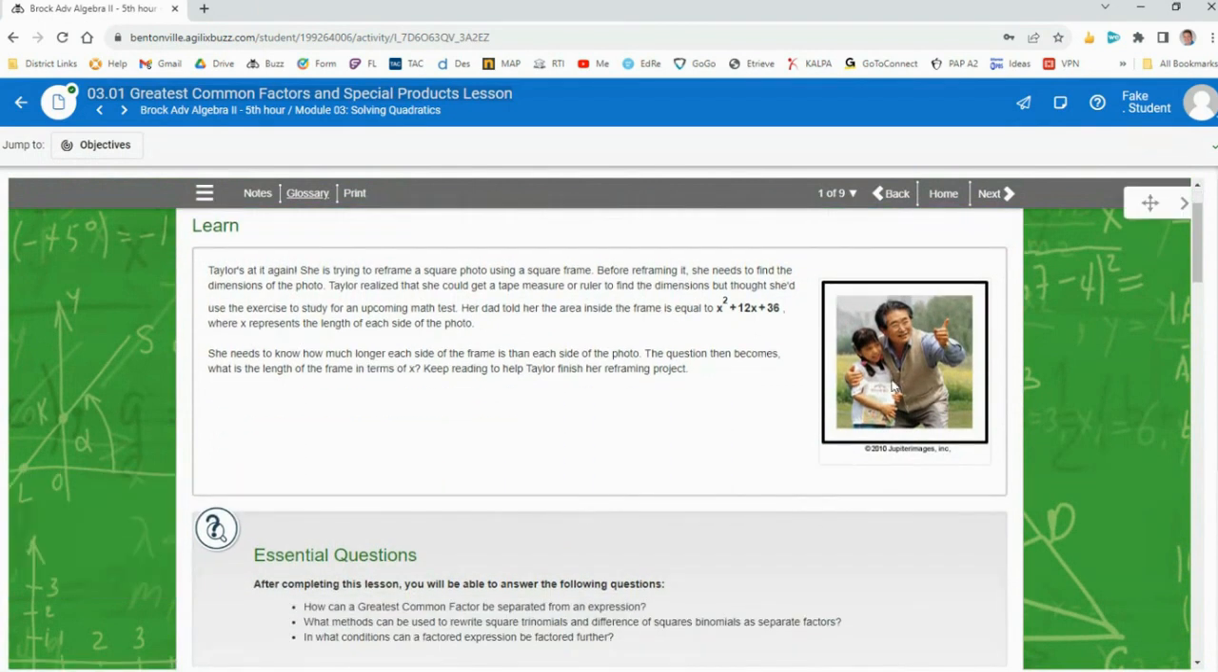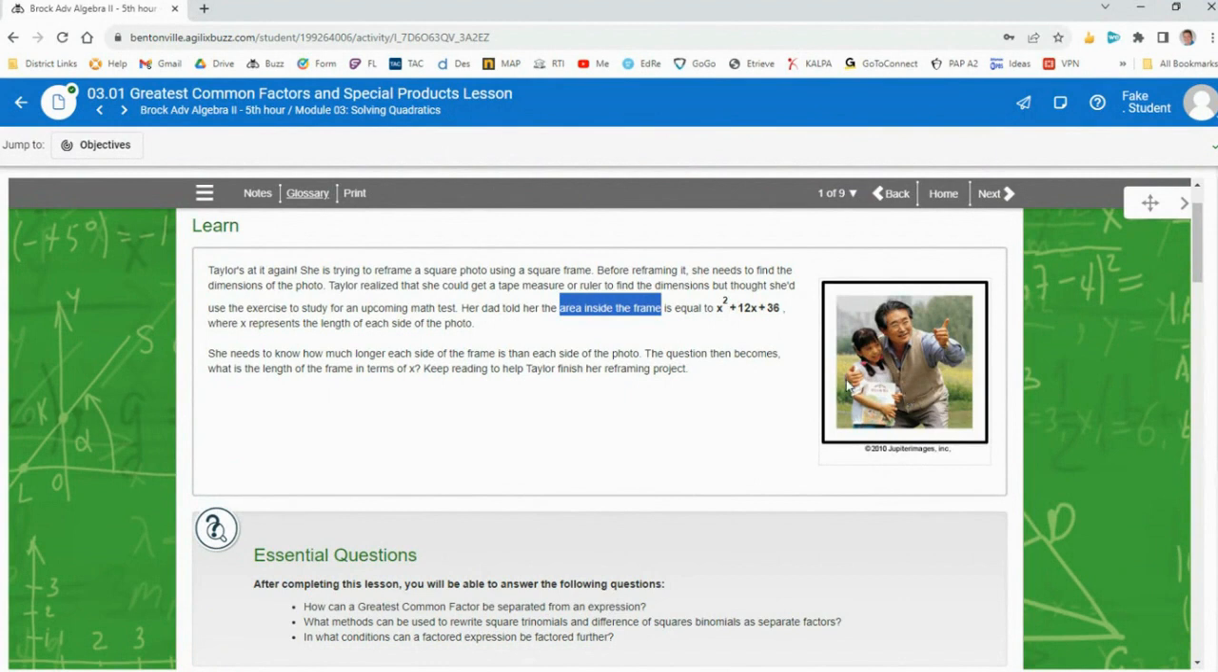They start off with this little problem here where Taylor's at it again. She's trying to reframe a square photo with a square frame. She wants to find the dimensions of the photo, because she's got some space between the frame and the photo. She could get a tape measure or a ruler, but what's the fun in that? So her dad, who must be a math guy, said the area inside the frame is equal to x squared plus 12x plus 36, and x is the length of the photo.